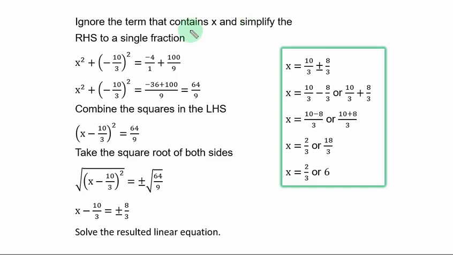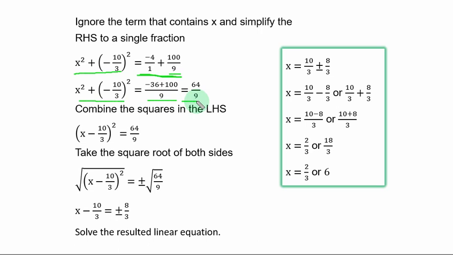Next step, you ignore the term that contains s, so that term has been ignored, and simplify the right hand side to a single fraction. So you write minus 4 as minus 4 over 1. If you simplify minus 10 over 3 squared, you have 100 over 9. The left hand side remains the same. Now here you find the LCM and simplify, you have this result. After addition, you have 64 over 9.